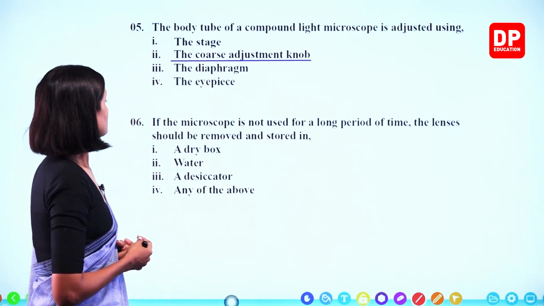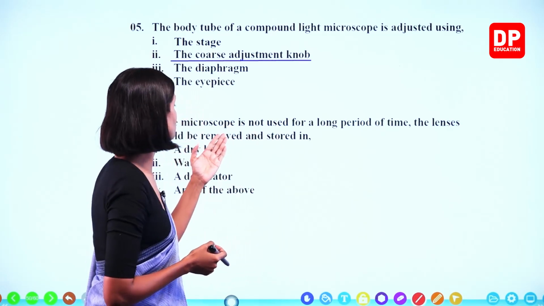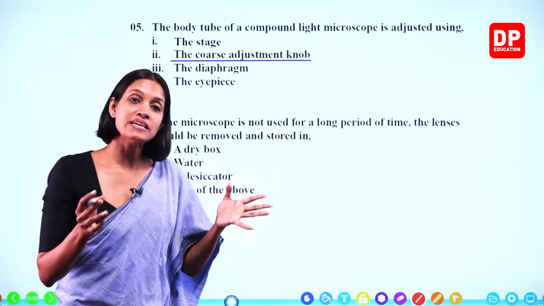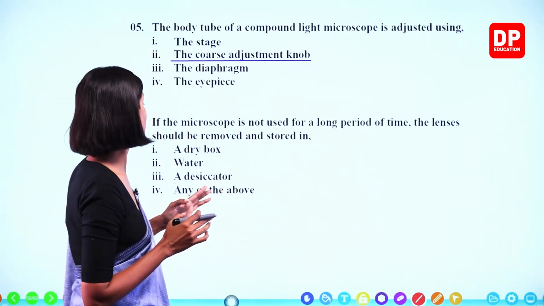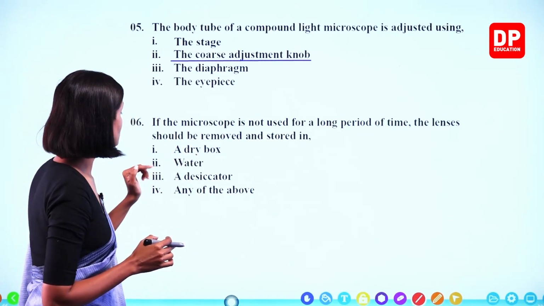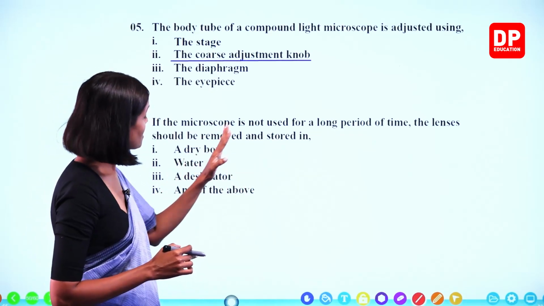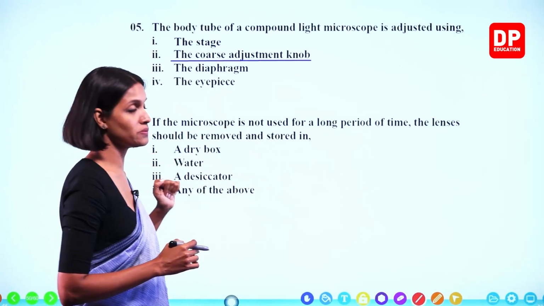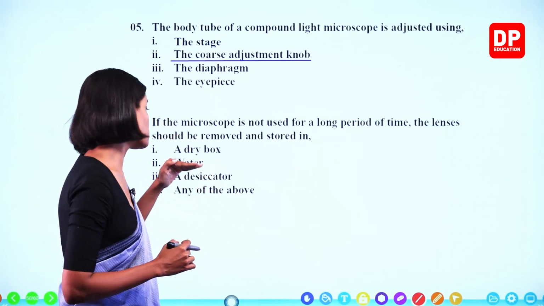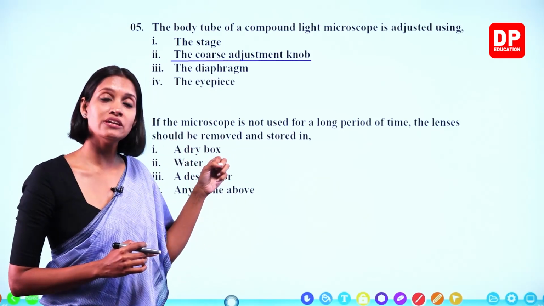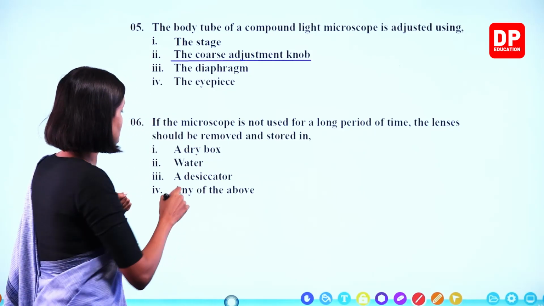Number 6. If the microscope is not used for a long period of time, the lenses should be removed and stored in. What is that airtight jar-like structure? That is known as the desiccator, right? A dry box, water, a desiccator, any of the above? No. You should place it where there is no water. Therefore, water cannot be the answer, right? So, dry box. If you don't have a desiccator, you can even store it in a dry box with silica gel, right? But the most correct answer is a desiccator.